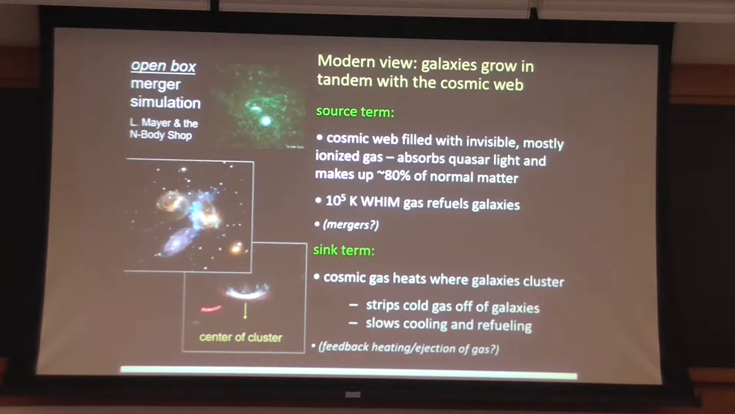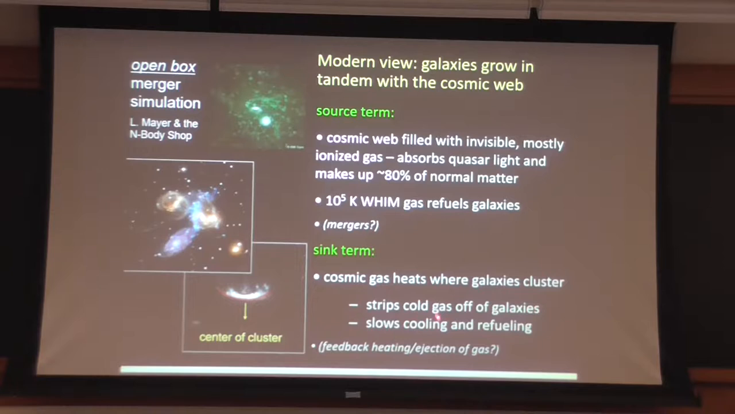But the sink term, which you didn't witness in the simulation, is that as groups form, that cosmic gas is getting hotter. It's shock heating to higher temperatures. And so the WHIM that was just nicely flowing in and cooling turns into 10^6, 7, 8 Kelvin gas. This is no longer going to cool quickly.